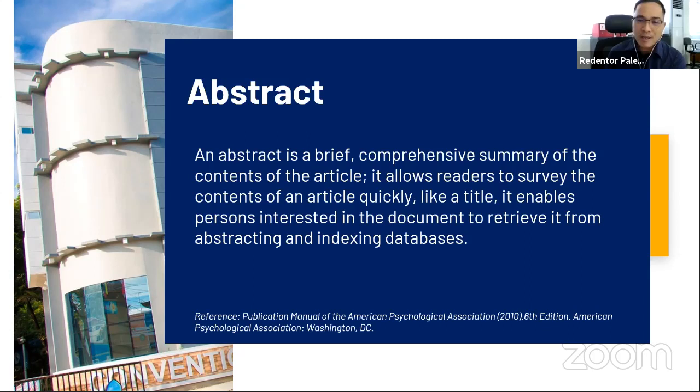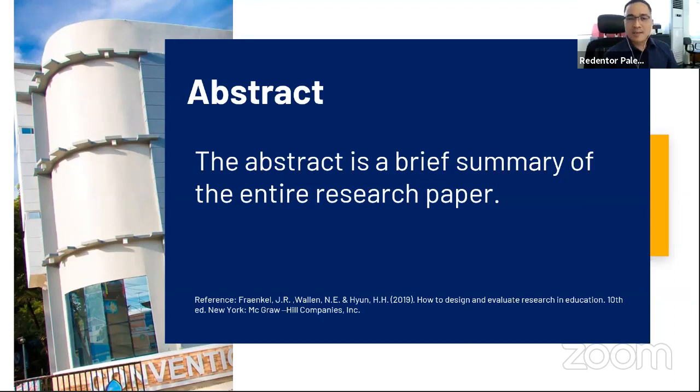So take a note. The first definition says it's a brief, comprehensive summary of the contents of the article. Another definition is taken from Wallen. It says the abstract is a brief summary of the entire research paper. You would notice that the previous definition from the publication manual of the APA mentioned the words brief summary. Just like Frankel and Wallen, they also mentioned brief summary. So the keyword really here: an abstract is a brief summary of the entire research paper.